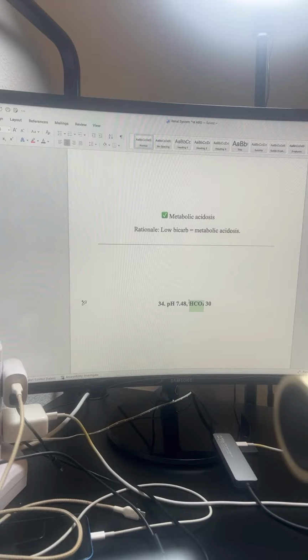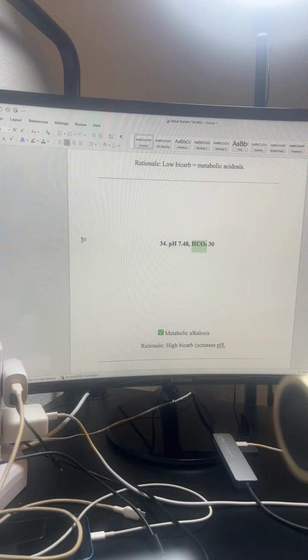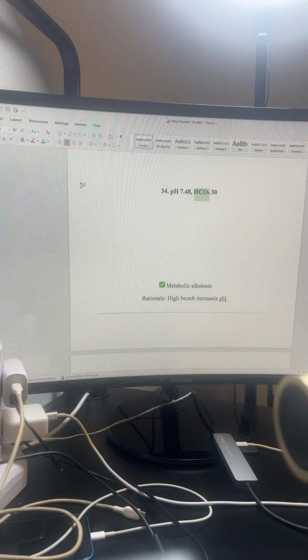So, okay. Metabolic alkalosis. Nice. So you have your high bicarb, increases in your pH. So you have your metabolic alkalosis.